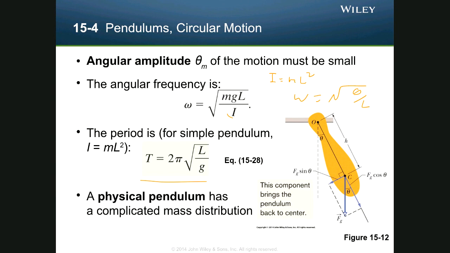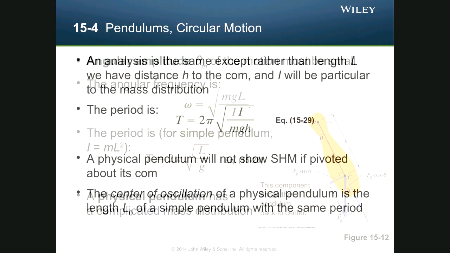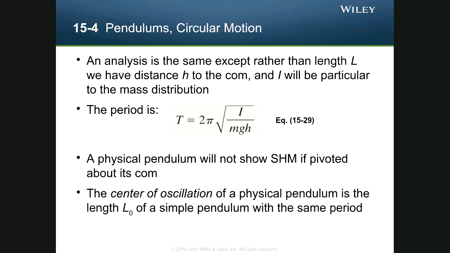So physical pendulum, you can think of like a bowling pin or a piece of cardboard. You'll notice you have your center of mass and a point around it here. It has a complicated mass distribution, so they can be a little harder, but the period will be given. You can do a similar analysis to get this period, where I is the moment of inertia. So I, of course, is particular to the mass distribution, and rather than length, this h is the distance from the pivot point to the center of mass.